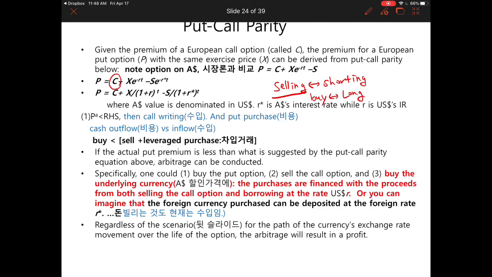So here, the call becomes a revenue to you, because you decide to become a writer. And the put becomes a cost to you, because you construct a long position for the put. In order to do so, you are paying the put premium. What about the other one? How does this X, actually this discounted value of X, become a revenue to you?